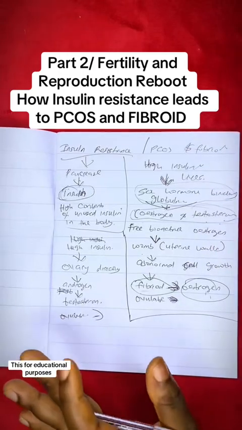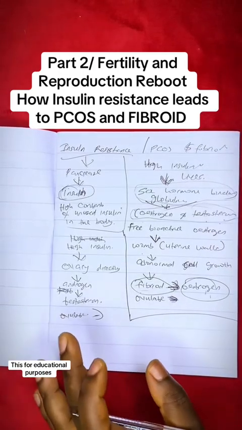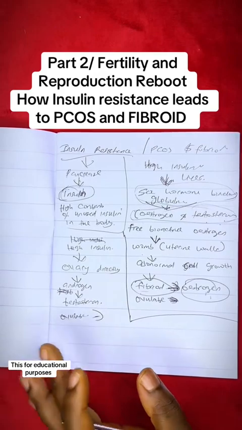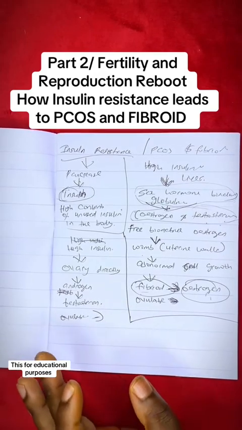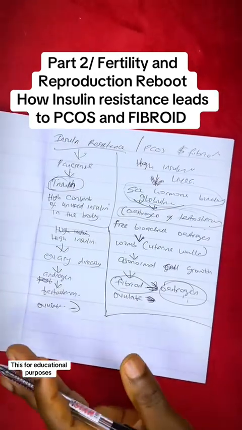In this video, I'm going to explain how insulin resistance can lead to PCOS and fibroid. And I'm going to explain what insulin resistance is, what PCOS is, and what fibroid is. So PCOS is polycystic ovarian syndrome.